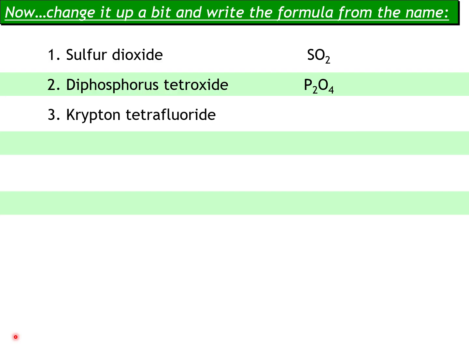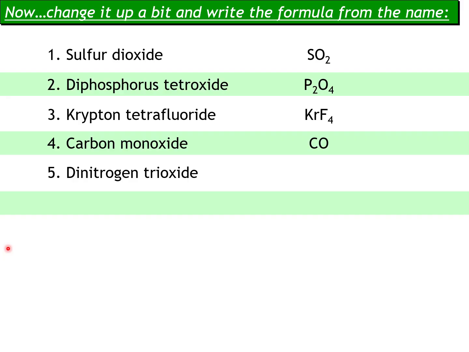And then we have krypton tetrafluoride, so that would be KrF4. Carbon monoxide, so it's got that mono on there, so that tells you it only has 1 oxygen. Dinitrogen trioxide, so N2O3. And then boron tribromide, BBr3. This one got included because there are a lot of elements that start with the capital letter B. Make sure you're using the right one because B by itself is boron, Br is bromine, Bi is bismuth. You got to make sure you're using the right symbol.